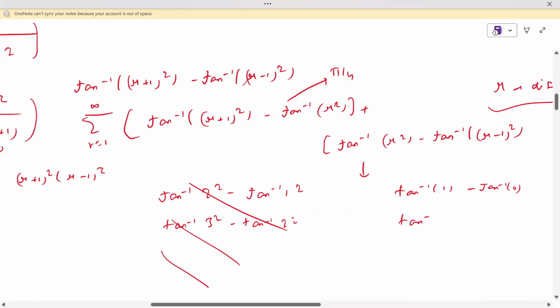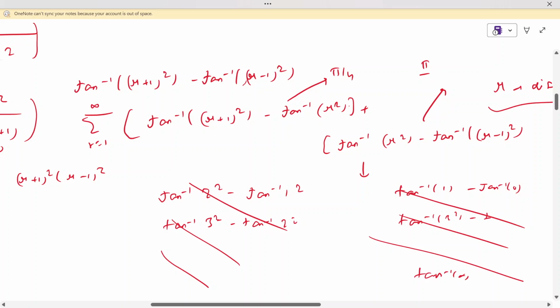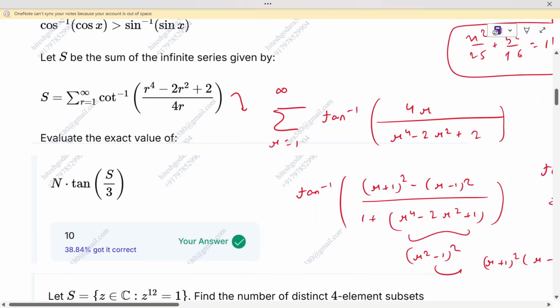That is tan inverse again 2 square minus tan inverse 1. So this is cancelling in this way. Again, we're getting tan inverse infinity, so it is coming up to be pi by 2. Fine. Pi by 4 plus pi by 2 we are getting, so it is 3 pi by 4. So S will be what? S will be 3 pi by 4.